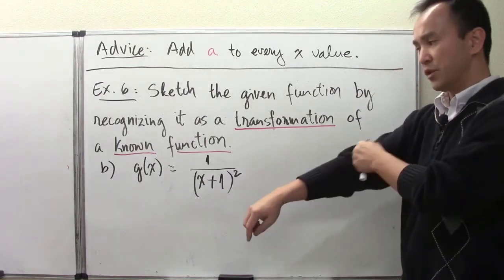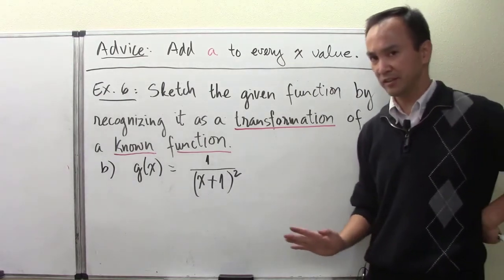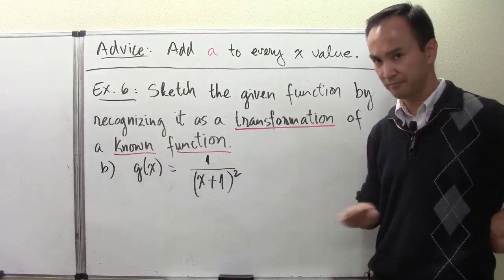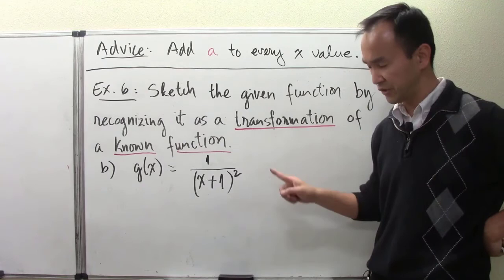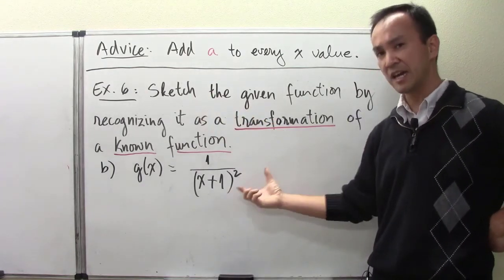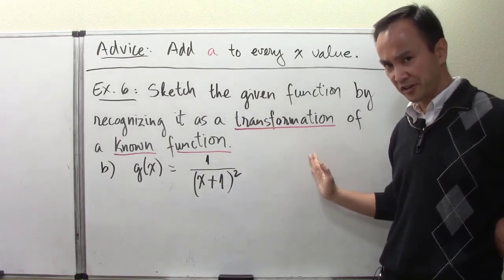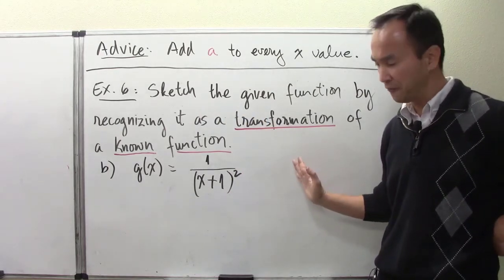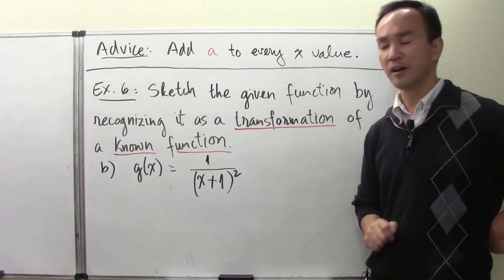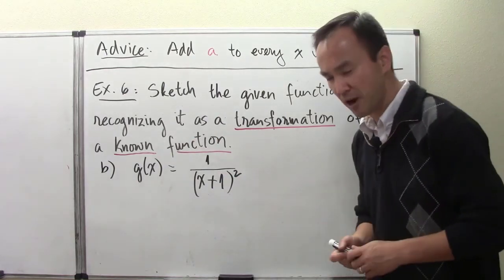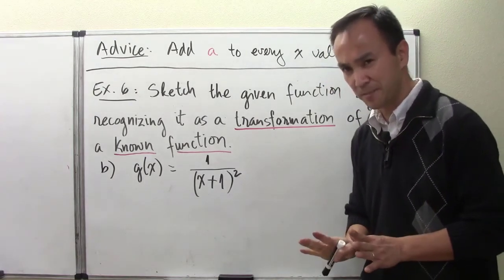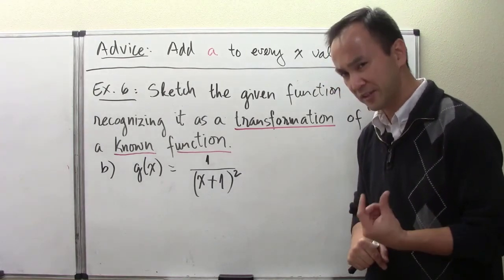So the worst scenario here would be you just simply give that to the calculator and get it graphed. That's not the idea. We want to see if we can sketch this by recognizing a known function, and from that known function, we're going to think of this function g here as a transformation. So here's my thought process again, and you're already in gear with this kind of problem, so we can start picking up the pace a little bit.